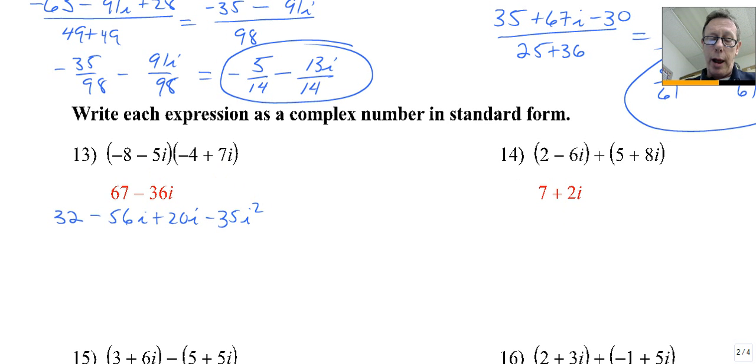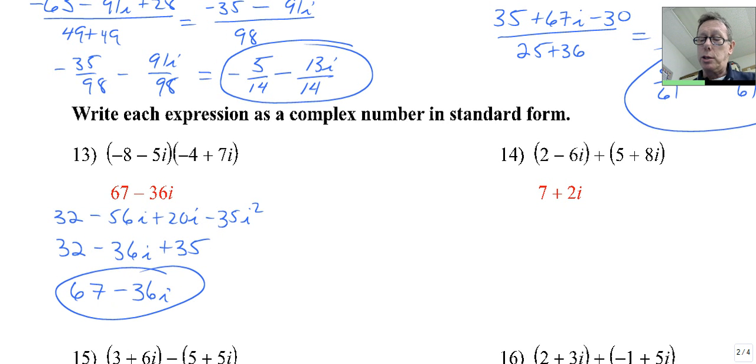Now let's combine the like terms. So I've got 32. I have a negative 56 plus 20. Well, that's a negative 36i. And then over here I have i squared, which is going to change that to negative 1. That means that 35 would become positive. Now I'm going to combine 32 with the 35. That gives me 67 minus 36i.